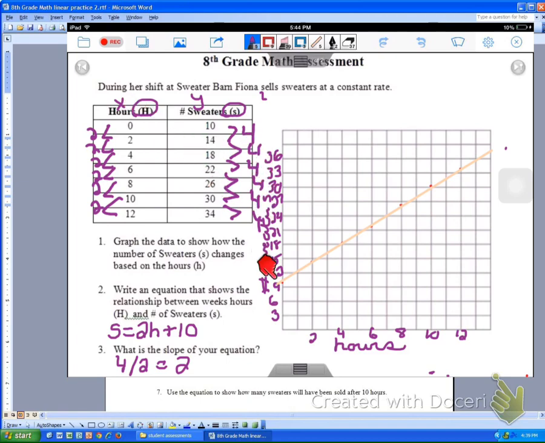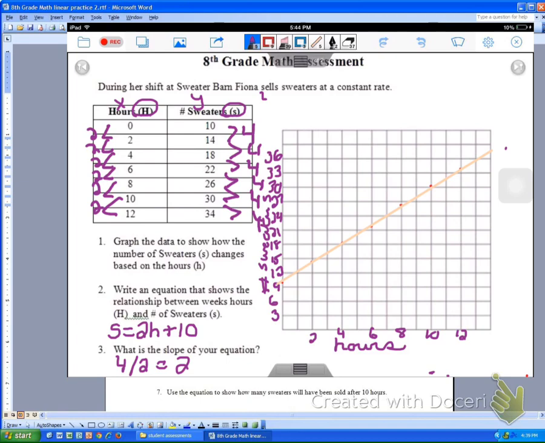So now I have to go over 0 and up 10, it's about there, over 2 and up 14, that's about here, over 4 and up 18, that's about here, it should be right on the intersection there, over 6 and up 22, over 8 and up 26, over 10 and up 30, and then the last one over 12 and up 34. Okay, I'm going to connect these. I'm putting in that best fit line. If you want, you can draw your slope triangle, but you don't have to.